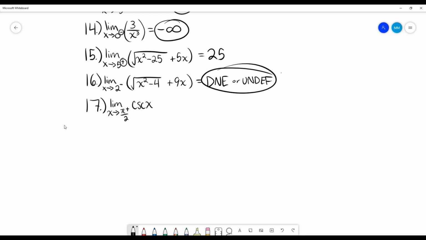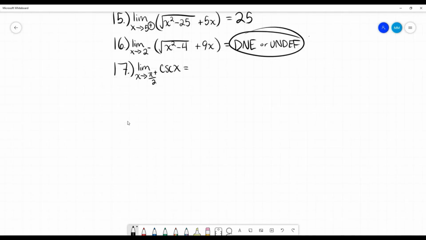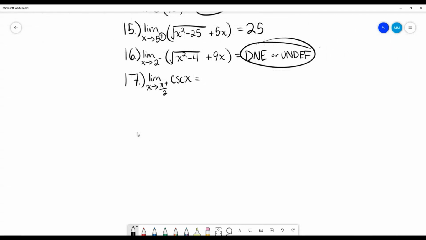Now, for this very last one, we need to have some memory of our unit circle and our trig functions. So obviously cosecant of x is equal to 1 over sine of x, right? And so we are finding the limit of this function as x approaches pi over 2 from the right. The confusing bit is that typically when we're approaching from the right, we're approaching from the right side of our graph.